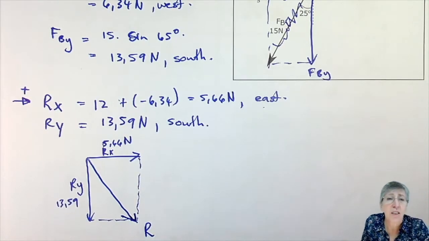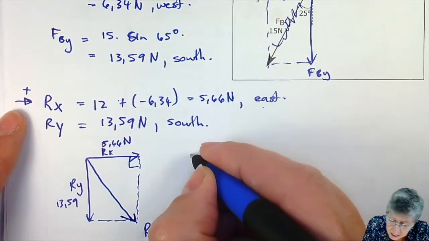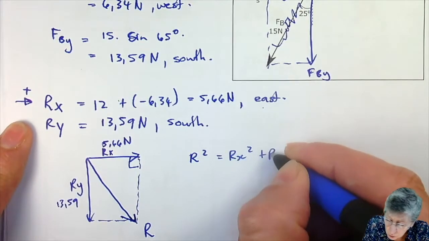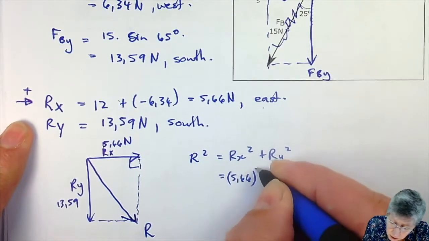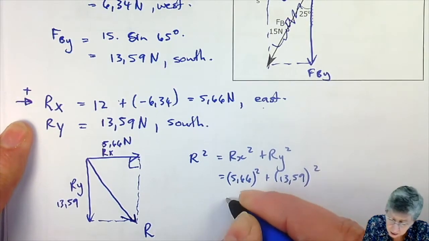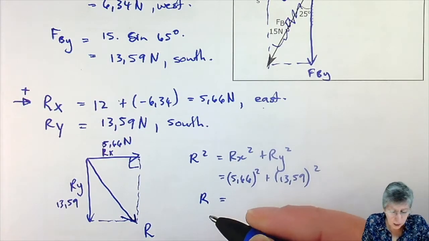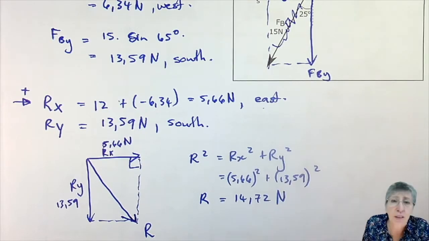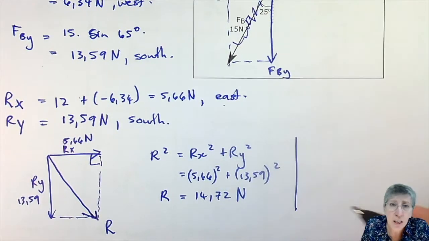Since this is a 90-degree triangle, I can say R squared is equal to Rx squared plus Ry squared, and that will be 5,66 squared plus 13,59 squared. And remember to get the square root. If you get the square root, you should end up with 14,72 newtons. Now that is the magnitude. Now we need the direction.